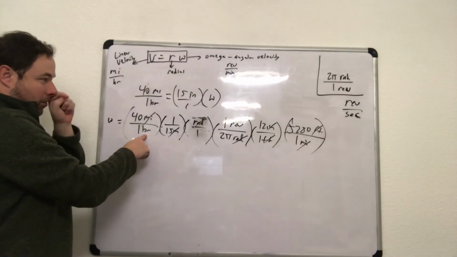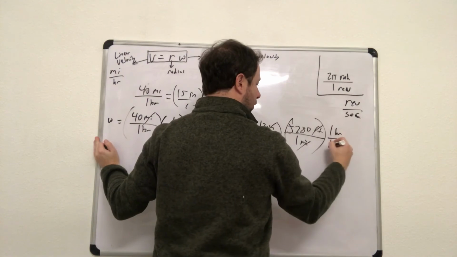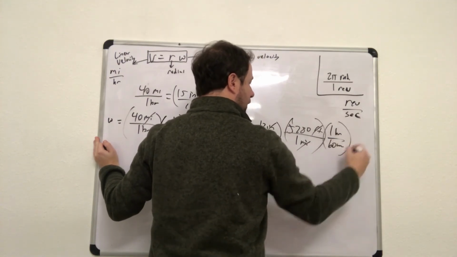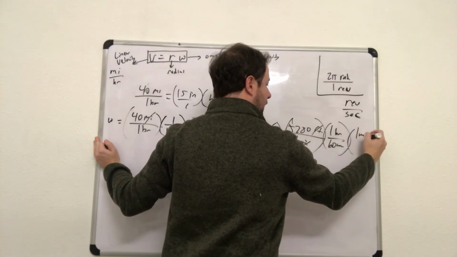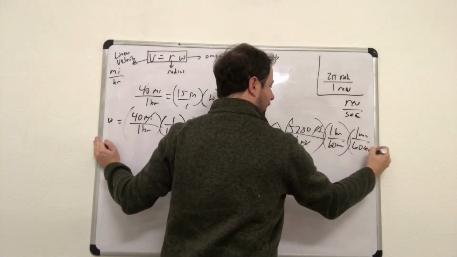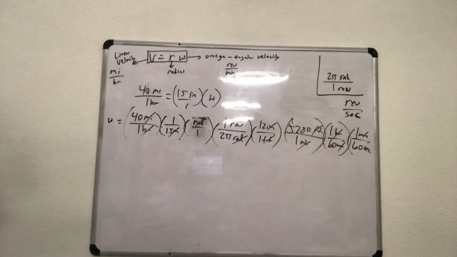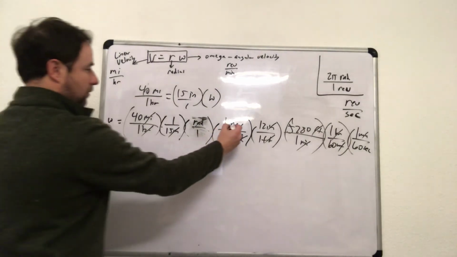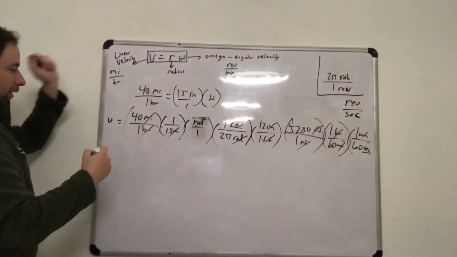Our time is in hours. We need to go to seconds. And so we'll go 1 hour over 60 minutes, and then 1 minute over 60 seconds. And we are now in revolutions per second like we need to be. You see revolutions, and you can see seconds, and everything else is crossed out all along the way.